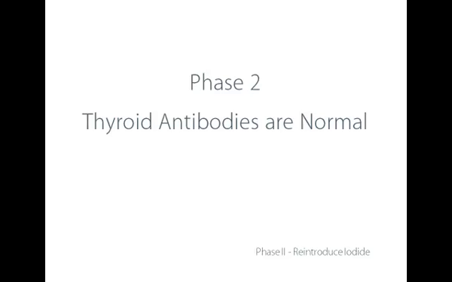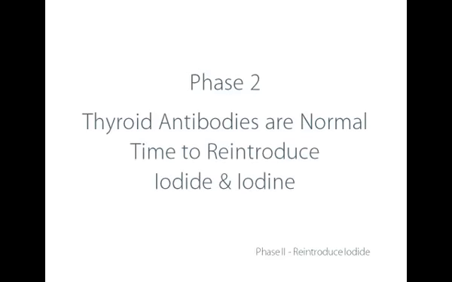So now we've entered into phase 2, and the crossing over from phase 1 to phase 2 is when your thyroid antibodies have come down and they're now in that normal range. And now it's time to reintroduce iodide and iodine. This is the primary focus of this first part of phase 2.